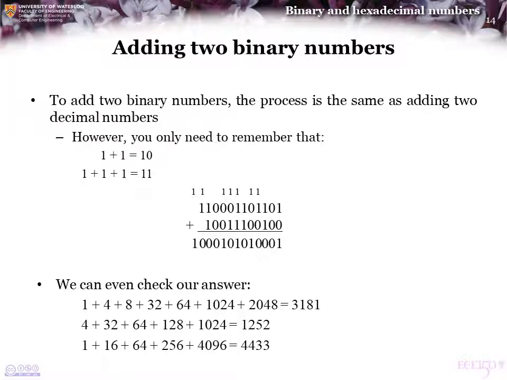If we look at the answer, it is 1 plus 16 plus 64 plus 256 plus 4096. If we add all of these together, we get the number 4,433. And as you can see, 4,433 is equal to 3,181 plus 1,252.